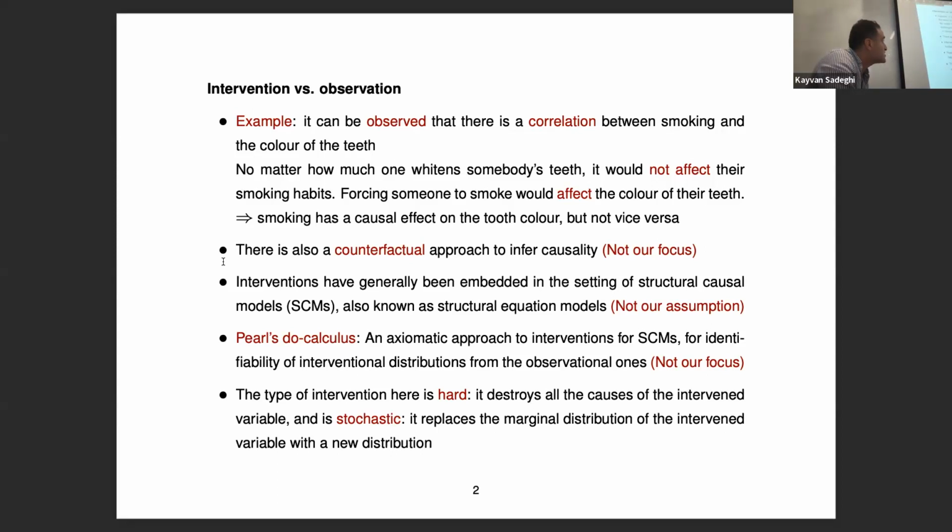So there are different types of intervention. The type of intervention we are concerned with here is hard, in the sense that they destroy all other causes. So if you intervene on something, it doesn't matter what causes were before, right? So they're gone. There are examples where this is not true. You might intervene on something and some causes might still have some effect on the variable. And the other thing is our intervention is stochastic. So it replaces the marginal distribution of the variable with a new distribution. Some interventions force the variable to be a certain value. Here we are forcing it to be a certain distribution. So it's more general in that sense.